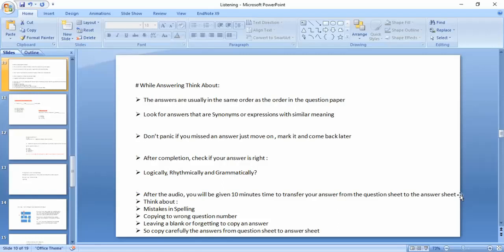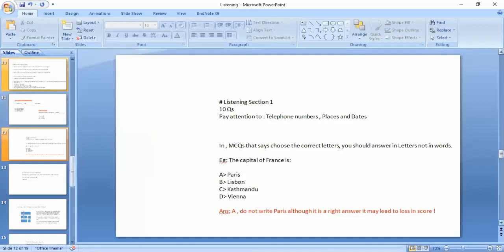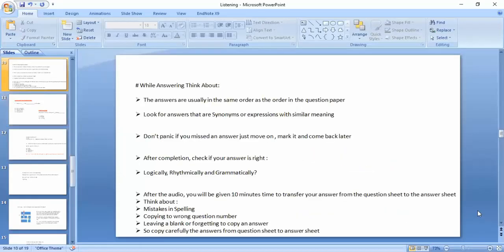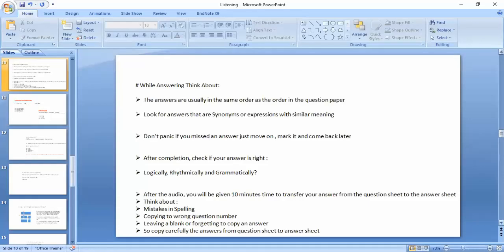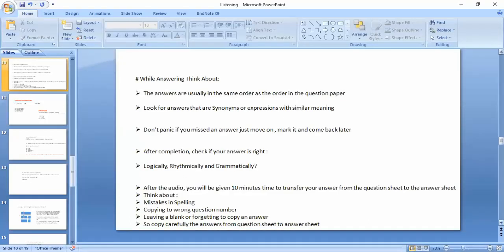Okay. So after the audio, you will be given 10 minutes to transfer your answers from the question sheet to the answer sheet. When you transfer your answers, make sure that you don't have any mistakes in your spelling, because IELTS is all about spelling. You should have correct spelling.